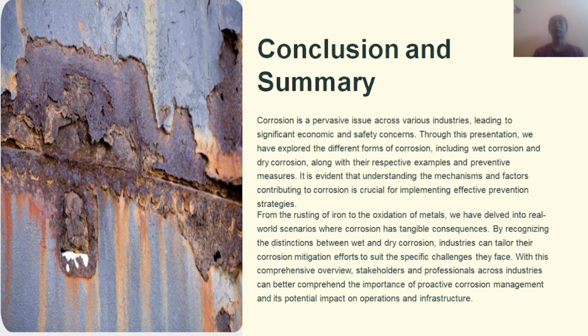Conclusion and summary. Corrosion is a pervasive issue across various industries, leading to significant economic and safety concerns. Through this presentation, we have explored the different forms of corrosion, including wet corrosion and dry corrosion, along with their respective examples and preventive measures. It is evident that understanding the mechanisms and factors contributing to corrosion is crucial for implementing effective prevention strategies. From the rusting of iron to the oxidation of metals, we have delved into real world scenarios where corrosion has tangible consequences. By recognizing the distinctions between wet and dry corrosion, industries can tailor their corrosion mitigation efforts to suit the specific challenges they face.